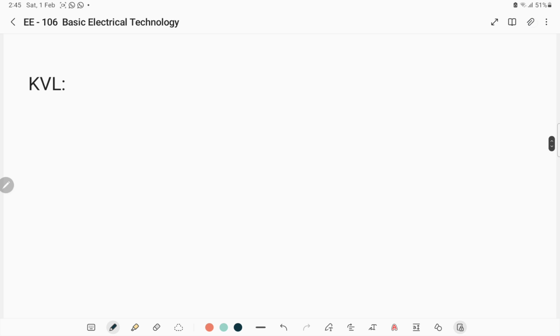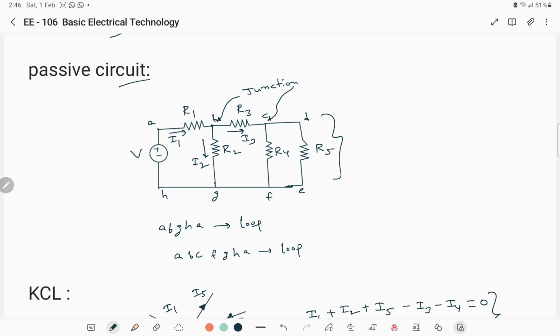This is KCL. Now let's define KVL, Kirchhoff's voltage law. According to this law, the algebraic sum of the voltages in any closed path must be 0. Okay. Otherwise, it is also defined as the sum of the voltage drops, potential drops, plus the source EMFs in any closed path of a circuit is equal to 0. Let's apply KVL in this loop A B G H A.